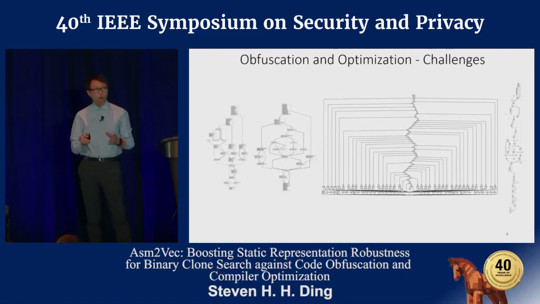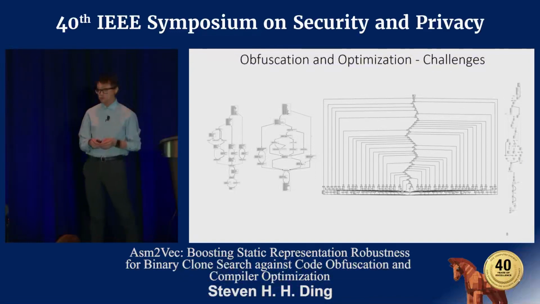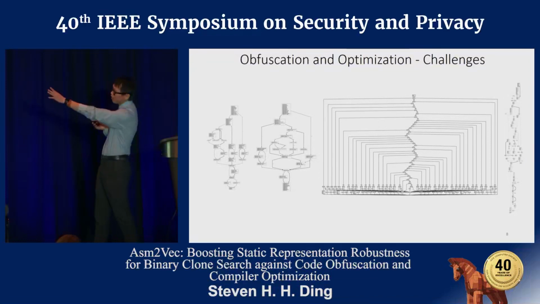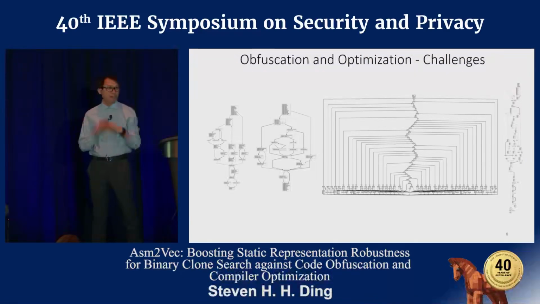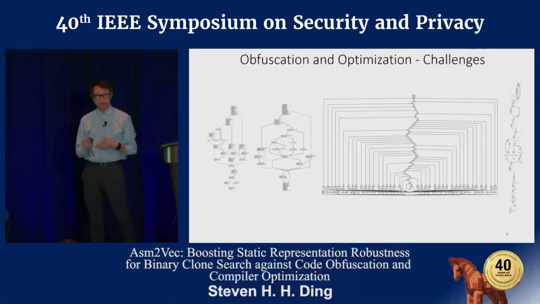Here we have four different assembly functions. They actually come from the same source code. The one on the left is the original one without any optimization. The second one is with all the optimizations turned on. The third one is obfuscated by the control flow graph flattening technique in OLLVM, so all the basic blocks are broken into different parts, duplicated, and arranged by a big, gigantic switch. And the last one is obfuscated by bogus control flow.